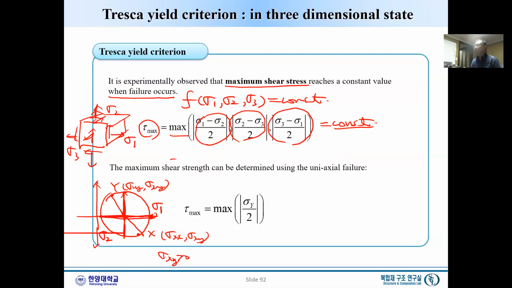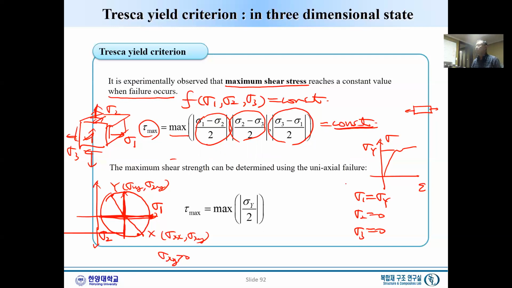Now, again, similar to von Mises, how do we determine this constant value? Again, what we know is the simple stress-strain curve, the one-dimensional tension curve, and it reaches sigma yield. Sigma 1 will reach sigma yield, and sigma 2 equals 0 and sigma 3 equals 0 when the material fails.